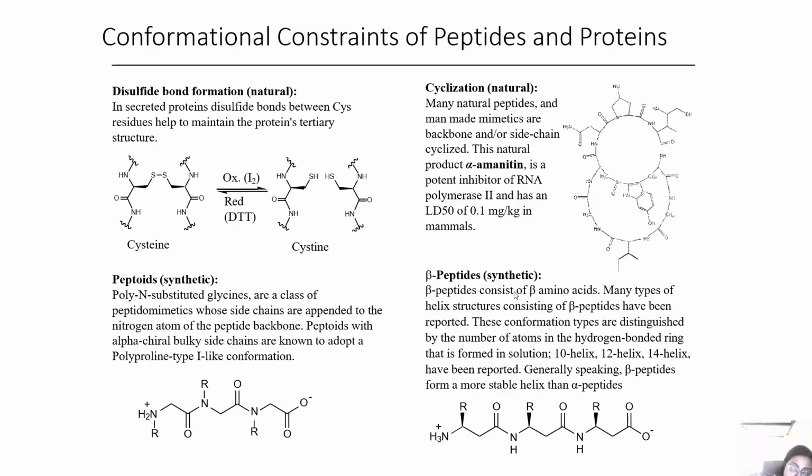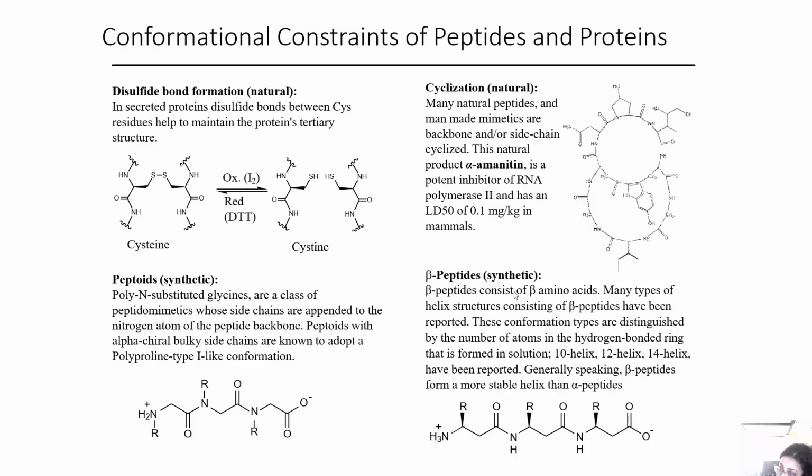Okay, so peptoids basically are synthetic poly N-substituted glycines, a class of peptidomimetics whose side chains are appended to the nitrogen atom of the peptide backbone. Peptoids with alpha chiral bulky side chains are known to adopt a polyproline type 1 like conformation. Now, if we talk about cyclization, many natural peptides and man-made mimetics are backbone or side chain cyclized. This natural product, alpha-amanitin, is a potent inhibitor of RNA polymerase 2.